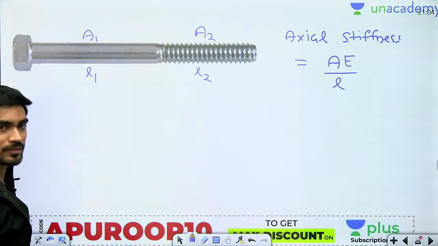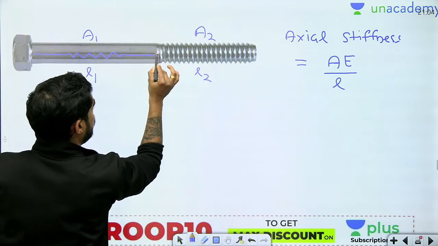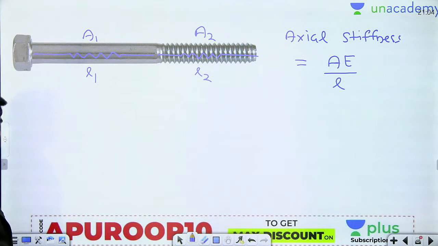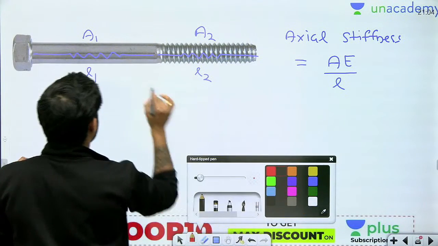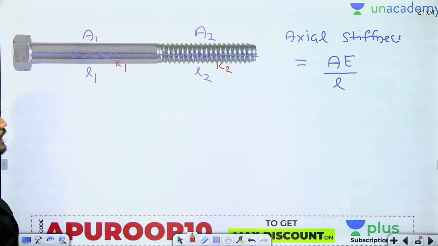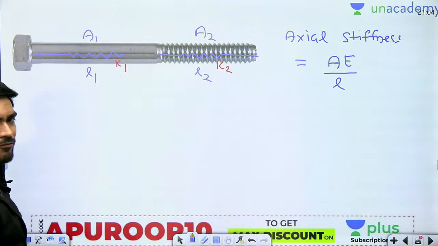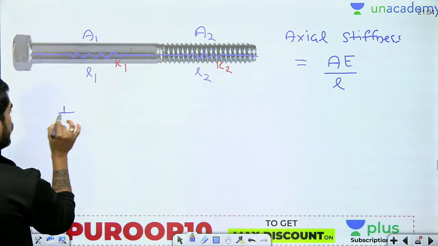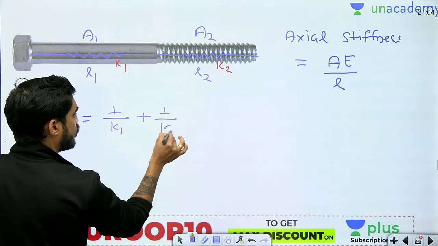Now what will I do? Can I assume that these are just like two springs? These bodies are just like two springs which are connected in series, and the stiffness of these springs is K1 and K2. If the stiffness of the springs is K1 and K2 and they are connected in series, then how do we calculate the effective stiffness? Means if I combine both of them, how will I calculate the total stiffness? 1 by K will be equal to 1 by K1 plus 1 by K2.